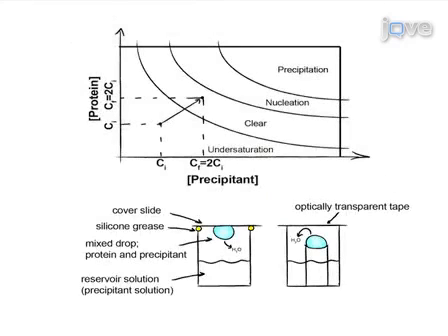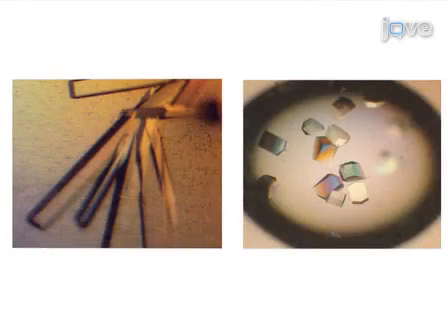The final step of all the methods is to let the system equilibrate and to follow crystal appearance and growth within the drops. Ultimately, crystals can be obtained from this technique, and the protein diffraction pattern can be determined using an X-ray source with a suitable detector.